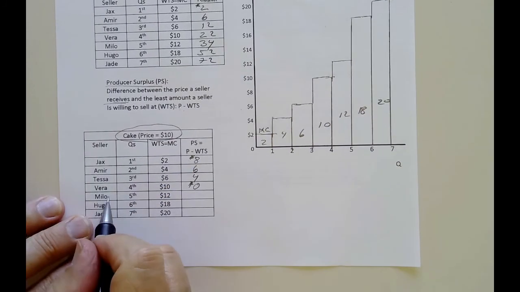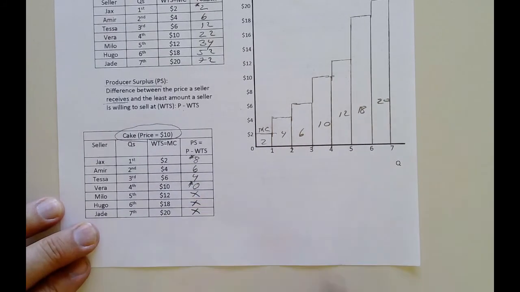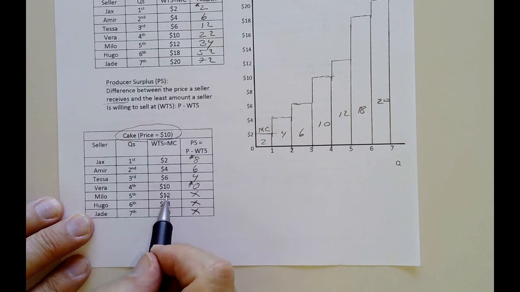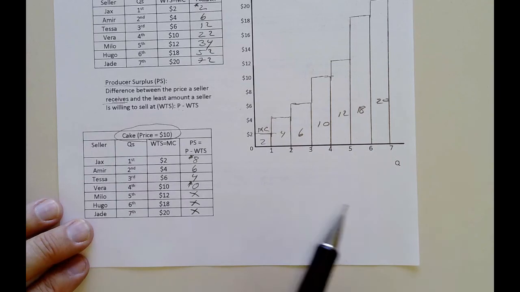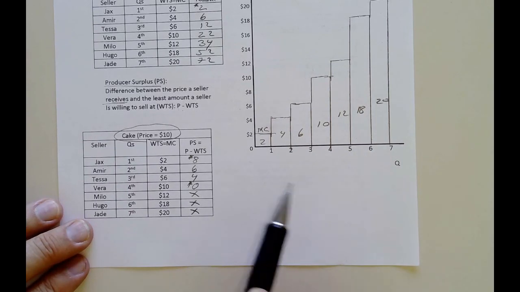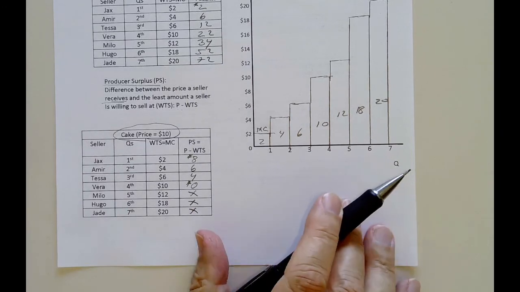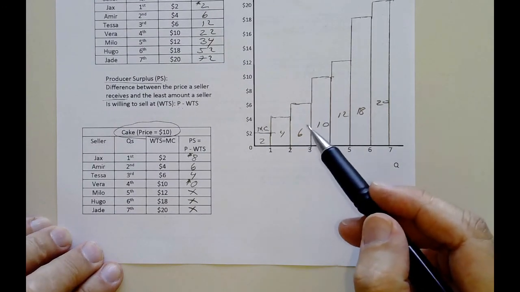And Milo, Hugo, and Jade would not be producing cakes because they have a negative producer surplus if they did. Milo would have to take $12 worth of resources and Hugo's time to bake a cake that only brings in $10. That would be a net loss of 2. Hugo would lose $8 and Jade would lose 10, which is why they would not produce them. Which is just like with our consumers who stopped with 4 cakes on consumption, we're going to stop with 4 cakes here in terms of our production. Now the next step is to look at the producer surplus graphically, and that would be part 2 lecture.